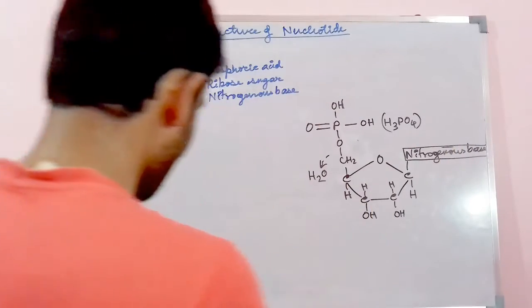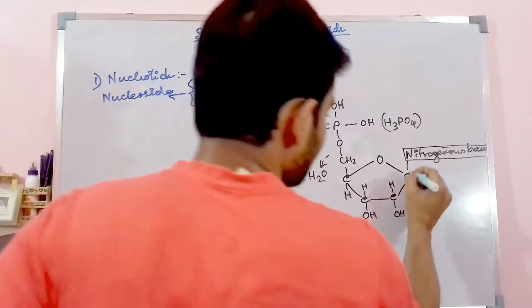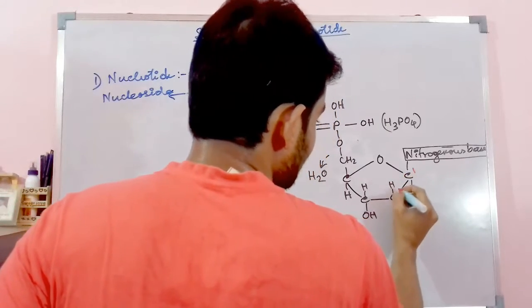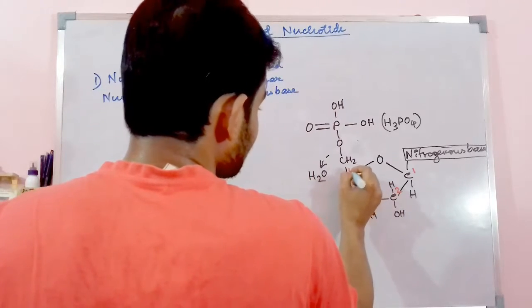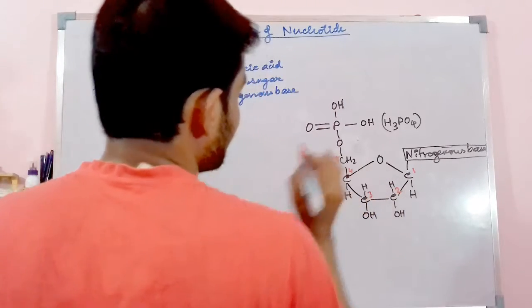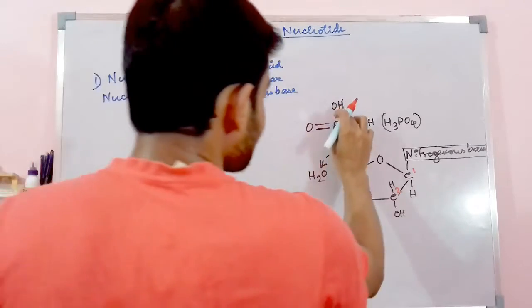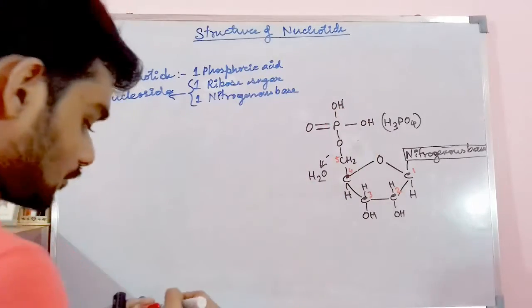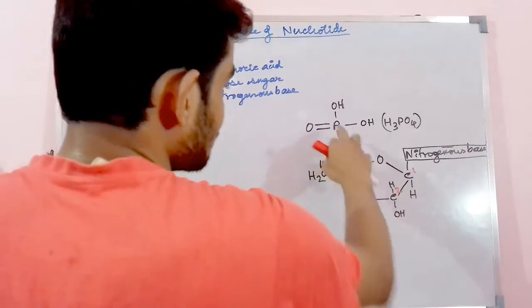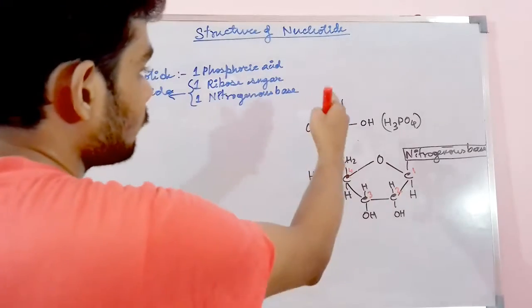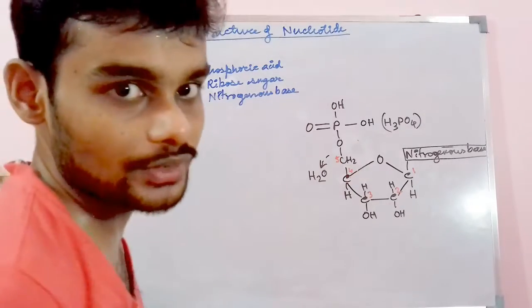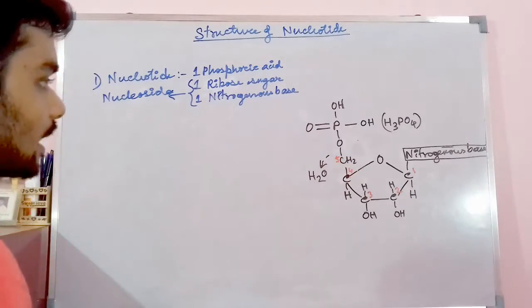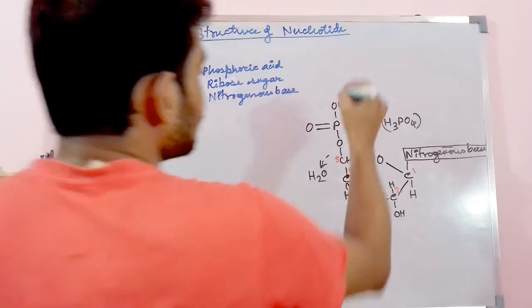Let me name the carbons first, then it will be easier to understand. This is the first carbon, okay, first, this is second, this is third, this is fourth, and this is fifth carbon. Now similarly, this OH of this phosphate or phosphoric acid linked with the phosphorus atom will form a bond along with the same removal of the H2O with the preceding nucleoside. So here also again I draw another nucleoside.